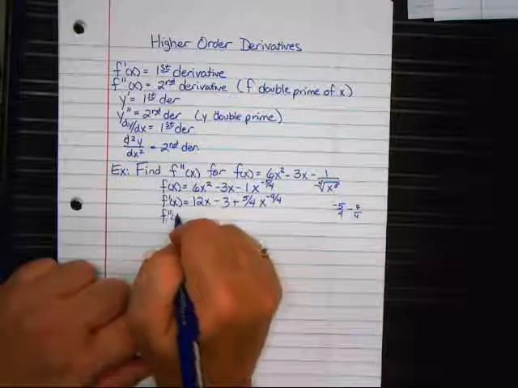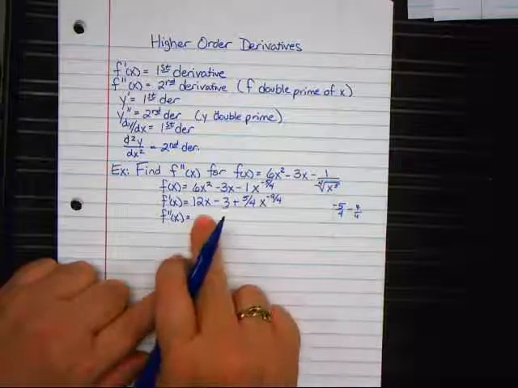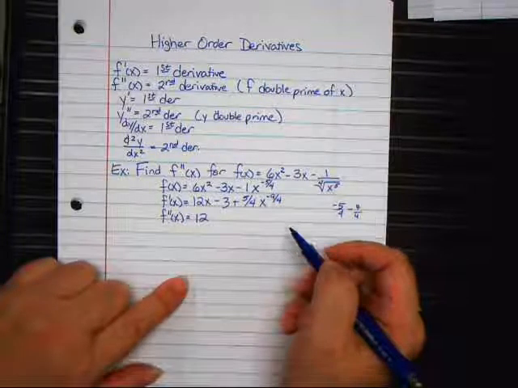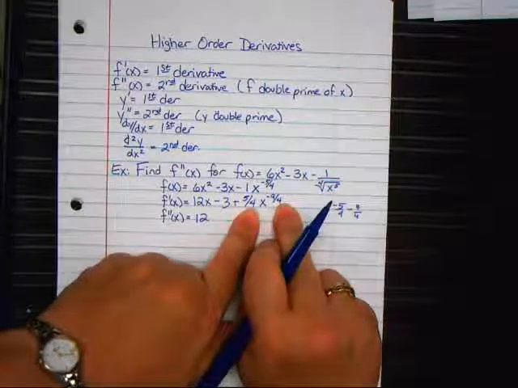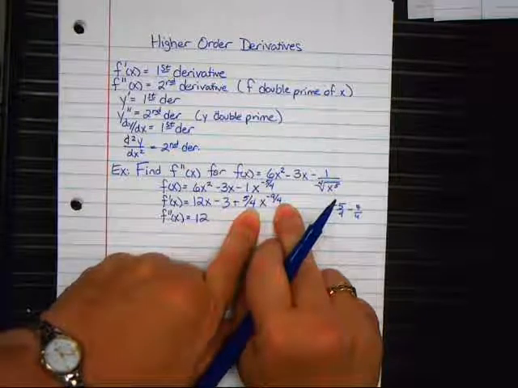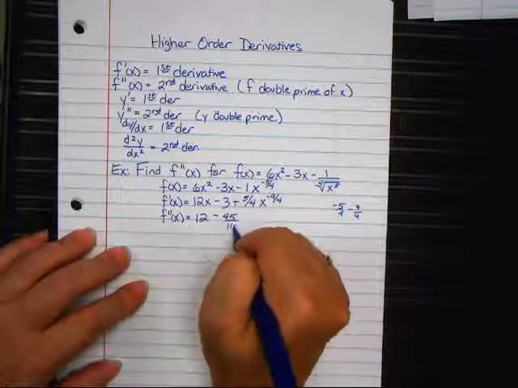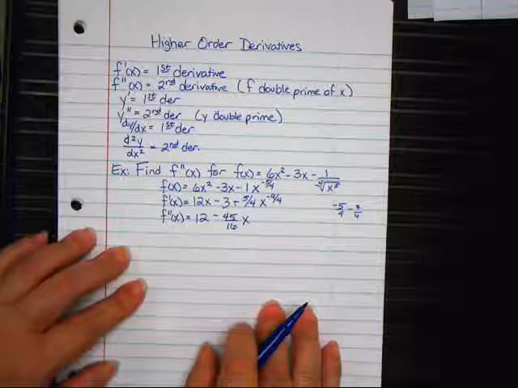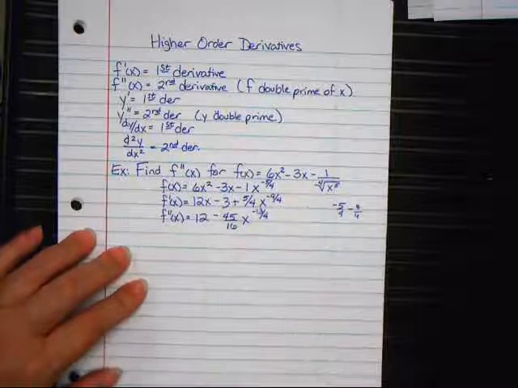Second derivative. What's the derivative of 12x? 12. What's the derivative of negative 3? 0. Now here, see these two fractions? What am I supposed to do to them? Multiply them. So remember, when you multiply tops and bottoms, it's going to be negative 45 over 16, and then x to what power? It's going down again. Negative 13/4. Very good.